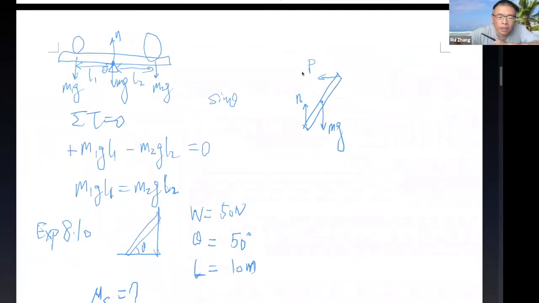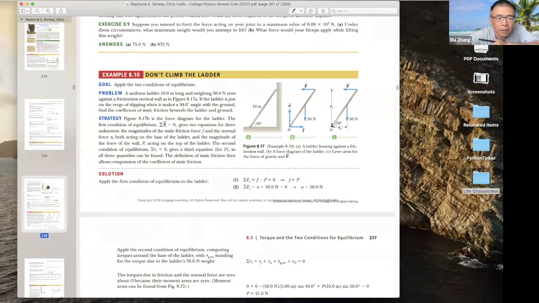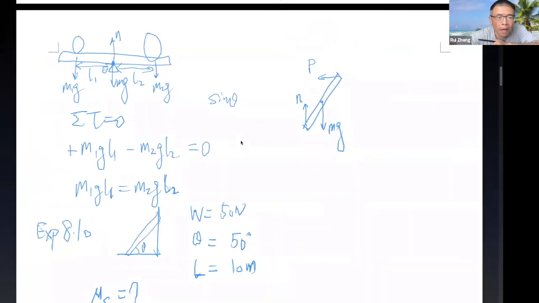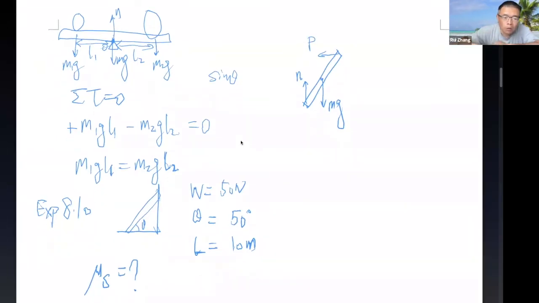Now, another condition that I forgot to mention: the vertical wall is frictionless. So there's no friction on there. It may not be realistic, but it simplifies the problem a little bit for us. So we don't need to worry about friction on this wall. However, there is friction on the surface under the ladder because there's no motion here. The friction is static, okay?